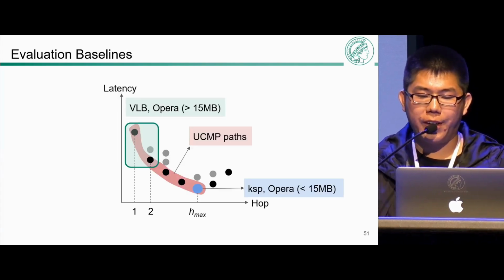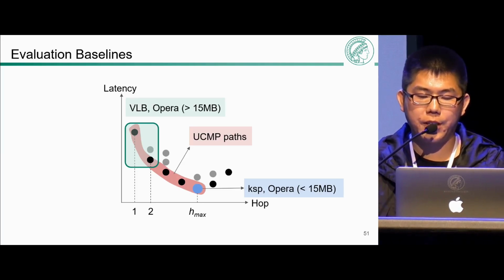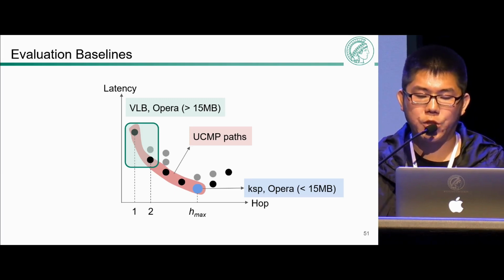Now we go to the evaluations. Here I will briefly go through some baselines. VLB uses any two hop paths, and Opera is the state-of-the-art solution. It uses a hard cutoff of 15 megabytes. Flows larger than that value will use VLB, and short flows will go to low latency paths.